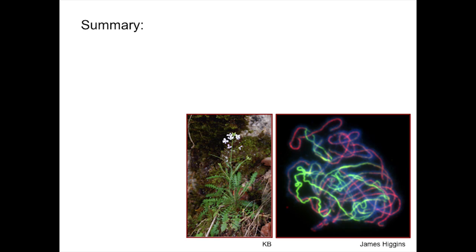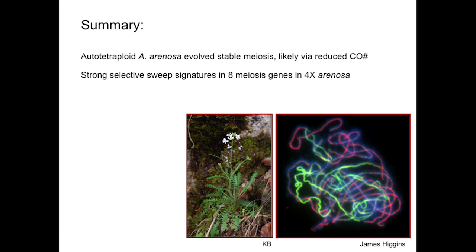All right, so to summarize what I've told you today, we know that autotetraploid arenosa evolved stable meiosis, likely via reduced crossover numbers. And we've seen very strong signatures of selective sweeps in a number of really interesting genes that could well be involved in causing that phenotype of reduced crossing over. And we've also shown that the allele state of at least one of these genes is in fact important for tetraploid meiotic stability.